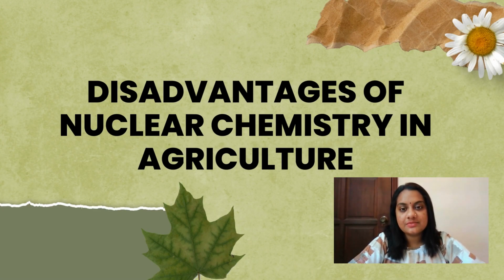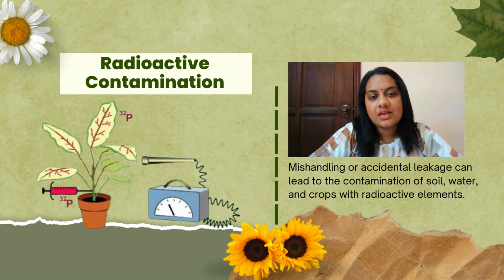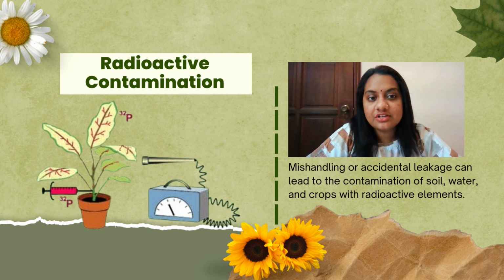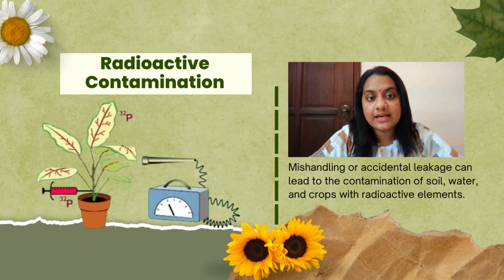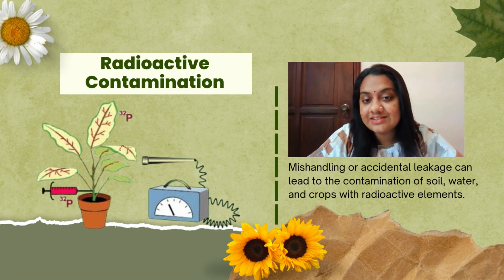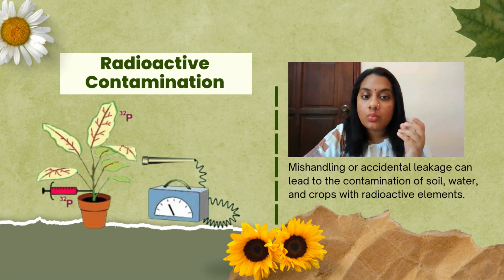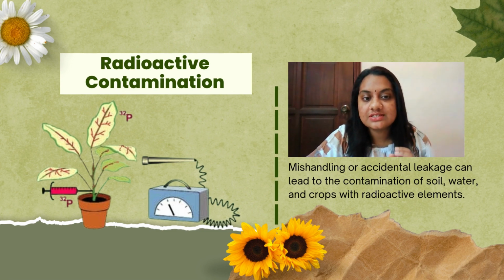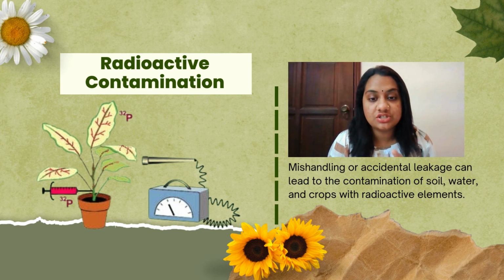I will explain some disadvantages of nuclear chemistry in agriculture. The first will be radioactive contamination. As we know, nuclear chemistry in agriculture involves the use of radioactive isotopes for various purposes like irradiation and radiotracer studies. However, mishandling or accidental leakage can lead to the contamination of soil, water, and crops with radioactive elements. This contamination poses serious health risks to both humans and animals consuming the contaminated produce.